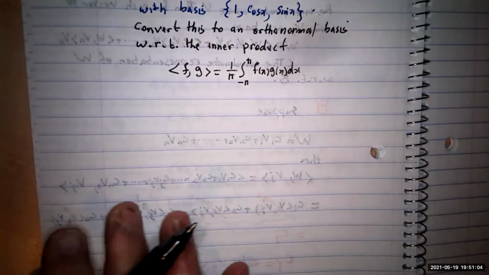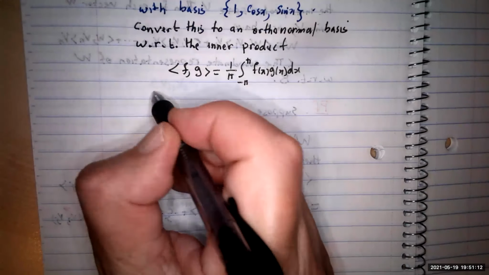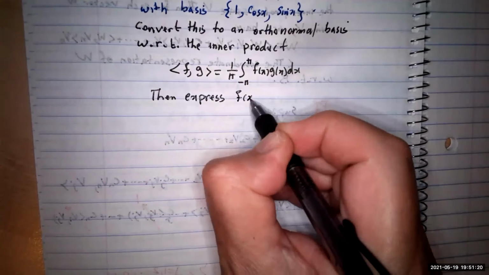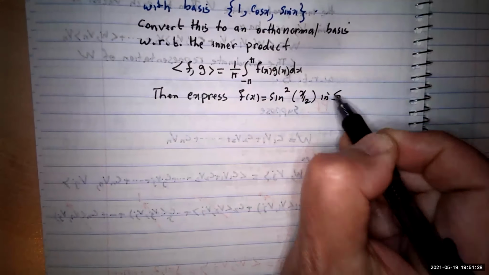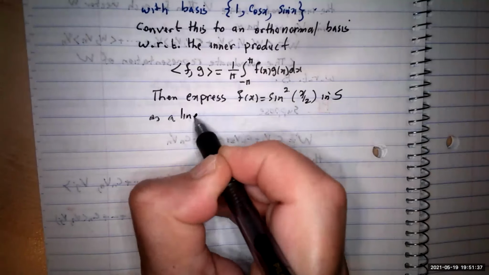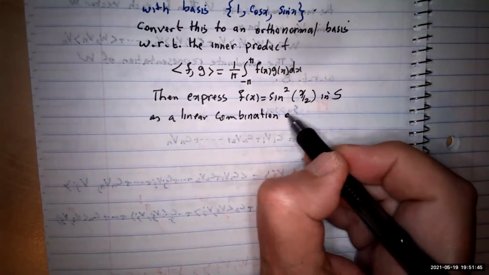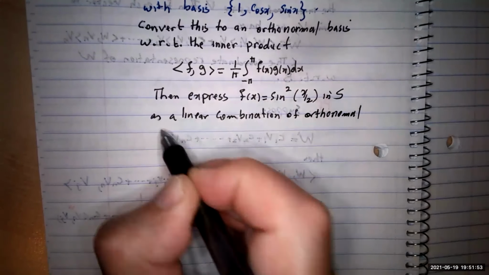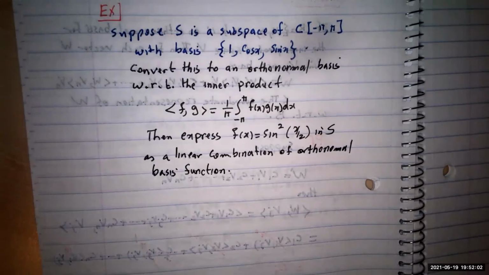We know how to do it, we just normalize it. The norms of these vectors are not equal to 1, but this is what they want. They want you to express or represent f of x equal to sine squared of x over 2 in S, in coordinate form, as a linear combination of the orthonormal basis functions. Just the representation that I just proved for you.